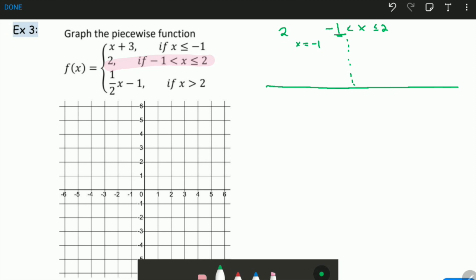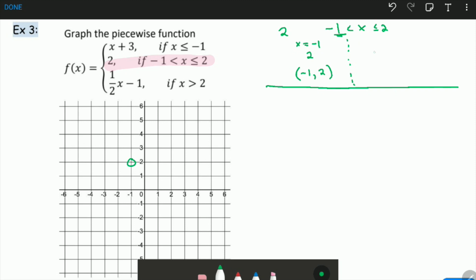Okay, and if we plug negative 1 into this equation, there's nowhere to actually plug it in, so we get 2 out. Our first point is negative 1, 2. And this is an open dot because it's just the less than sign.